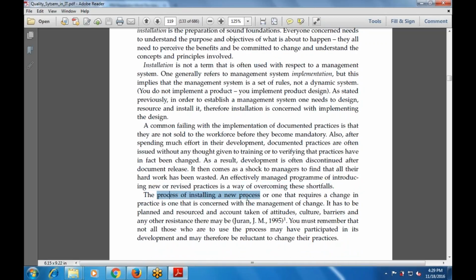And the process of installing a new process or one that requires a change in practice is one that is concerned with the management of the change. Management of the change in the sense, whatever the data that is used with the concern that is used with the data, that is concerned with the resources, that is concerned with the attitude, culture, barriers, and other resistance that may be a jurisdiction, that may be a resource, that may not be a resource.